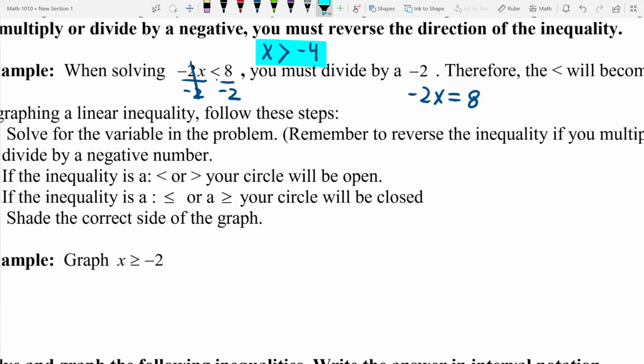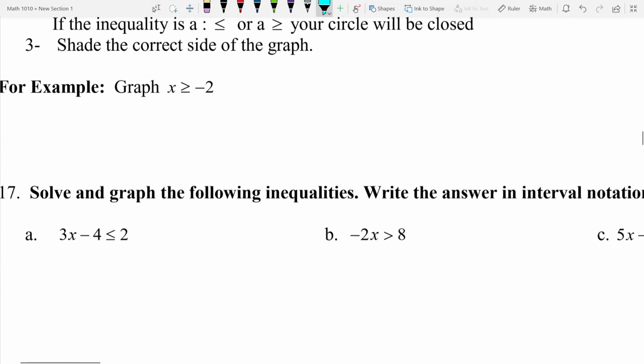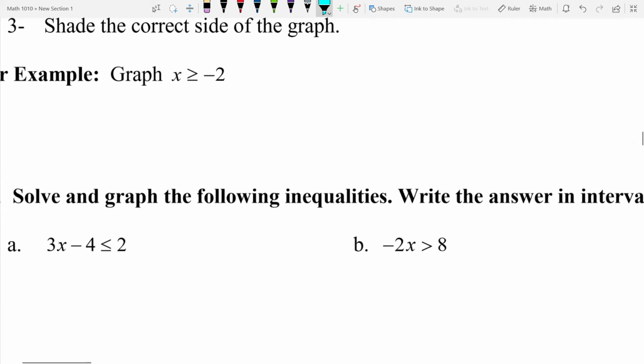Divided by a negative. So listen, this guy right here is exactly the same as this guy here, except if you divide by a negative, you flip it. Okay, that's it. Here's a question, just a little example.